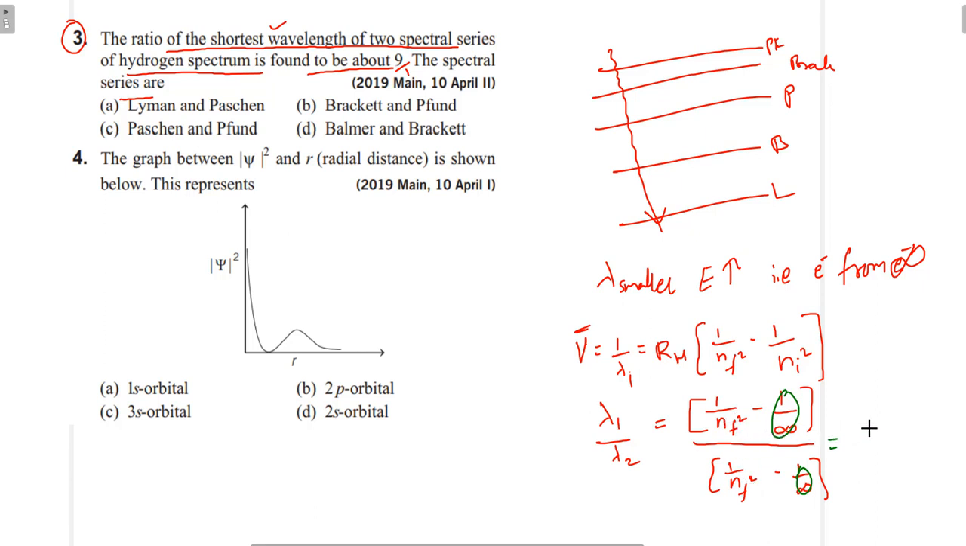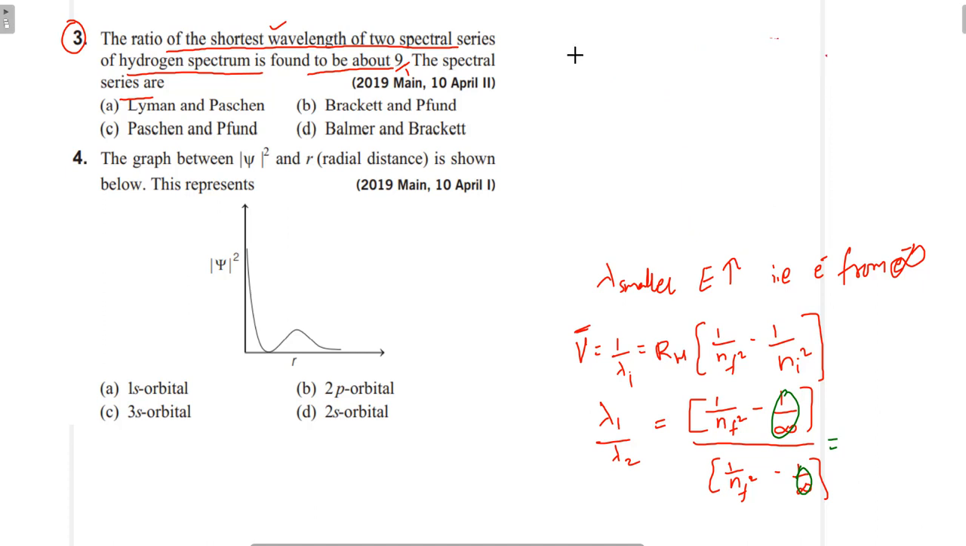That implies lambda 1 by lambda 2 equals 1 by n1 square upon 1 by n2 square. But we know that the ratio lambda 1 by lambda 2 equals 9 by 1.